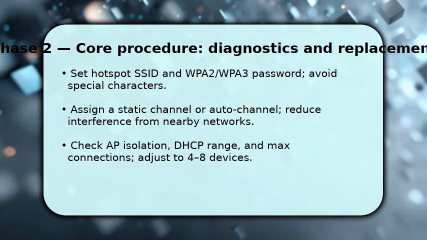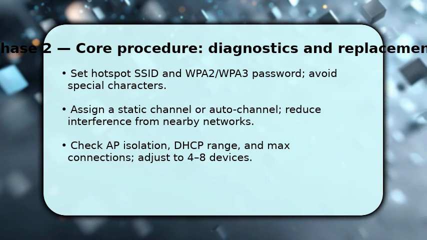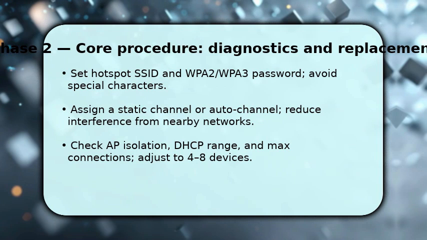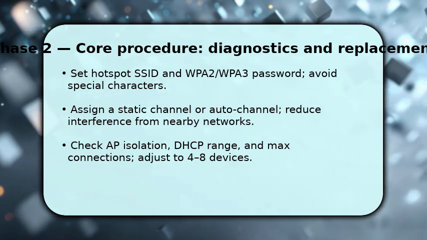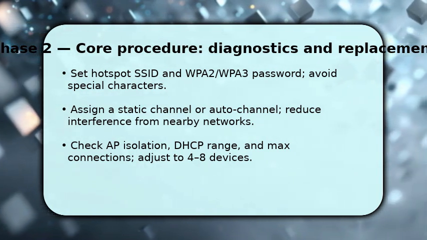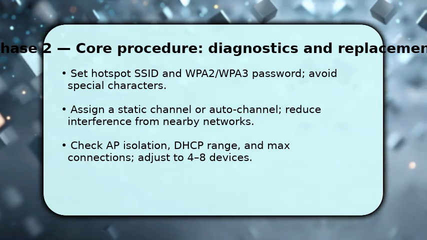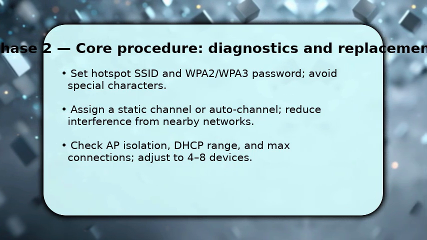Open hotspot settings and set a clear SSID plus a WPA2 or WPA3 password. Avoid special characters that break some clients. Change the Wi-Fi band, 5 GHz for speed to 2.4 GHz for range. If interference persists, pick a specific channel instead of auto.